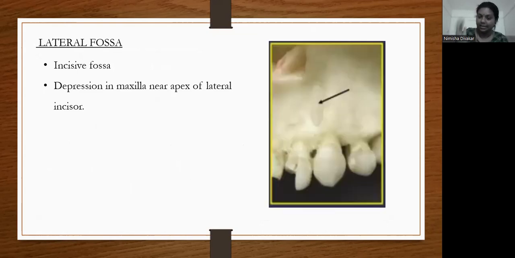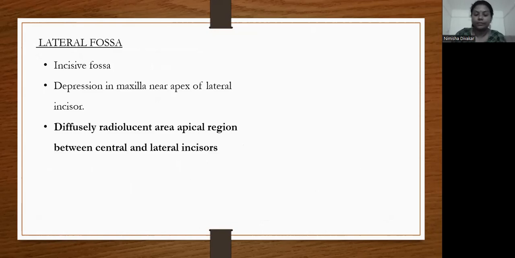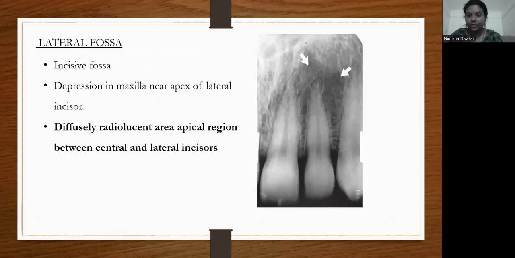Anatomically, it is seen as a depression or dip in between the roots of the lateral incisors or central incisors. And in a radiograph, it appears as a diffuse radiolucent area in the apical region between the lateral and central incisors. There is a chance of misunderstanding this as periapical pathologies like periapical abscess or apical periodontitis. So, we can misinterpret it as a periapical pathology.